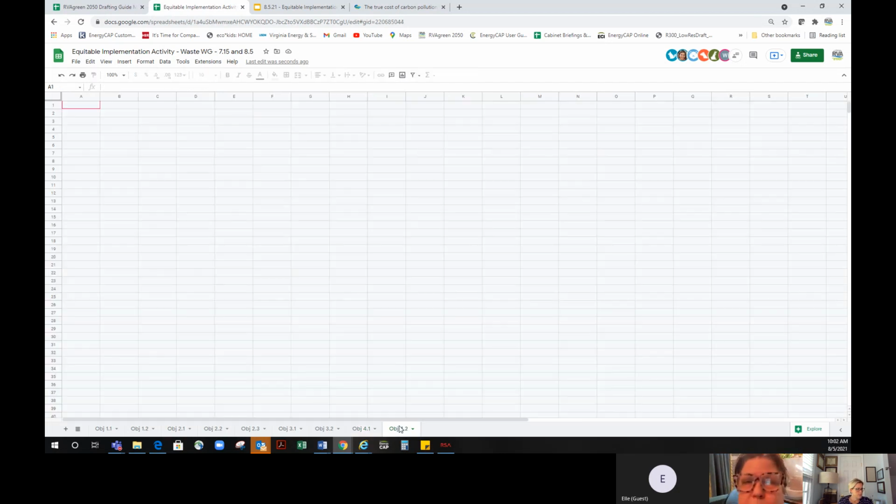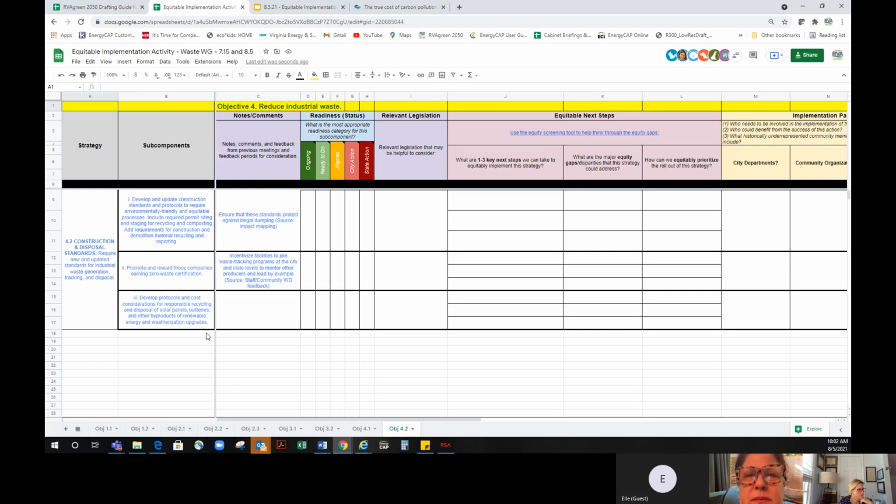All right, well, then let's jump on to our last one here. Construction and disposal standards require new and updated standards for industrial waste generation, tracking, and disposal. The first subcomponent is develop and update construction standards and protocols to require environmentally friendly and equitable processes, include required permit siting and staging for recycling and composting, add requirements for construction and demolition material recycling and reporting. There's a lot in there. Yeah. So city action to update the standards.